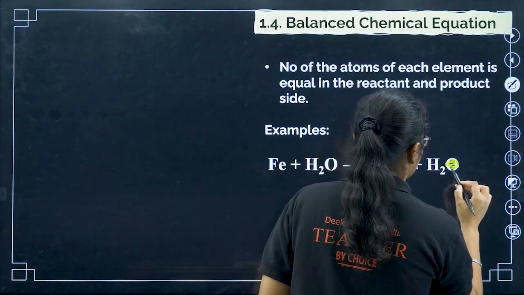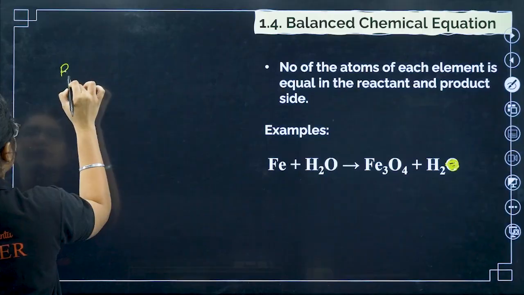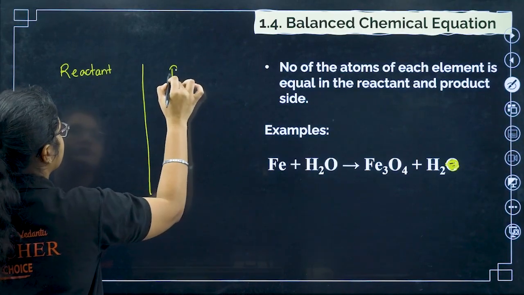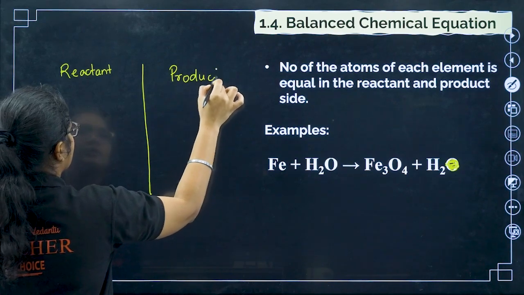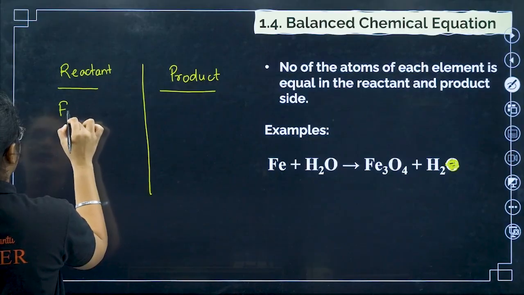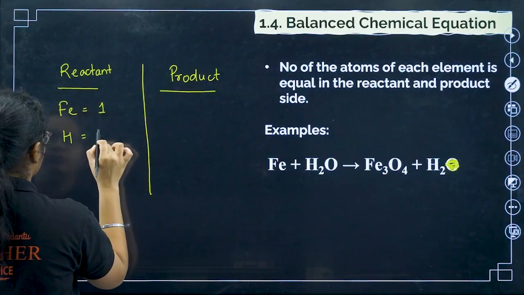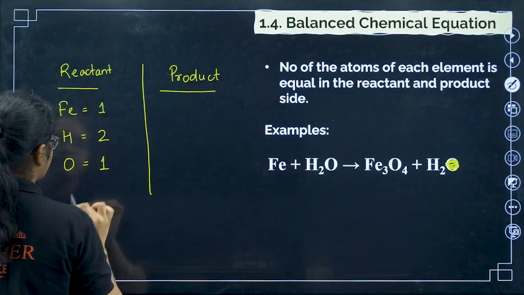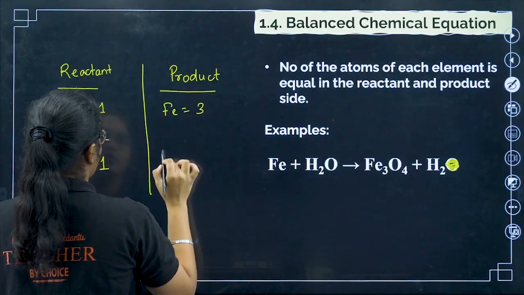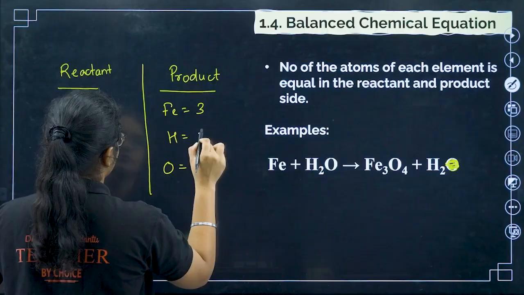This is H2 only, okay? The reaction is like this. So first see on the reactant side. So let me just write down reactant side, okay? And this side I have product. So Fe I have 1 on the reactant side. Then I have water, H is 2, oxygen is 1. Then on this side, Fe is 3, oxygen is 4, and again hydrogen is 2.